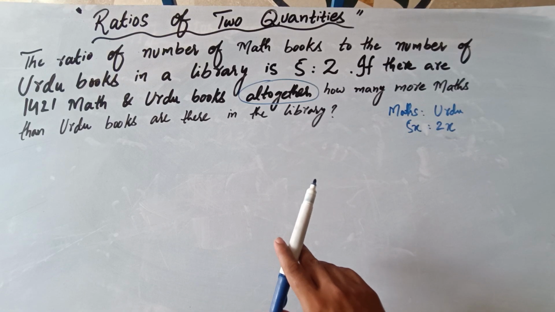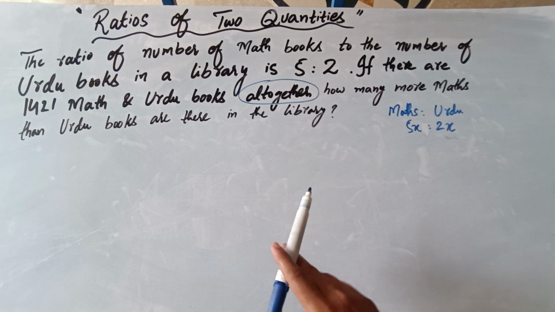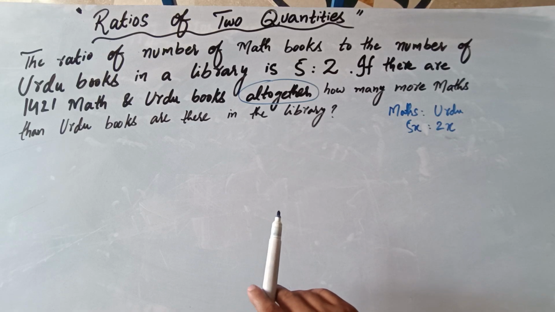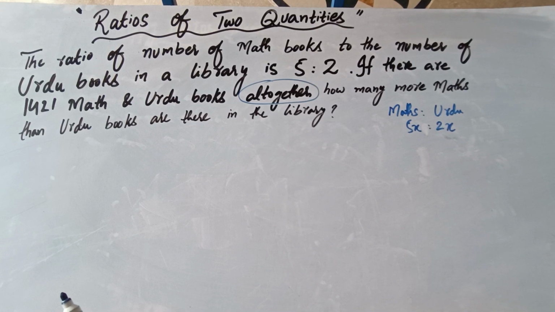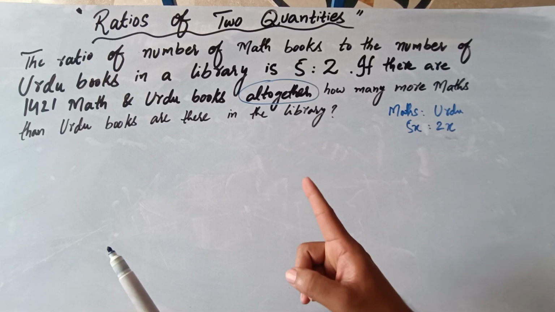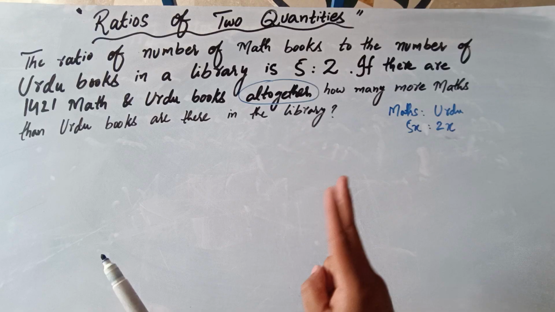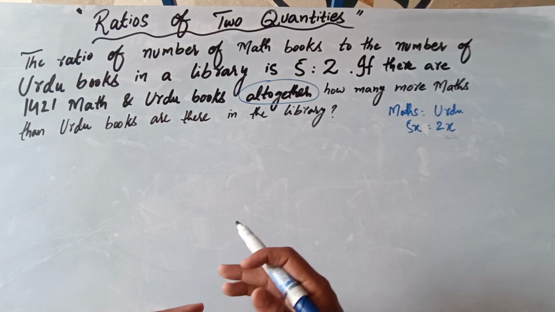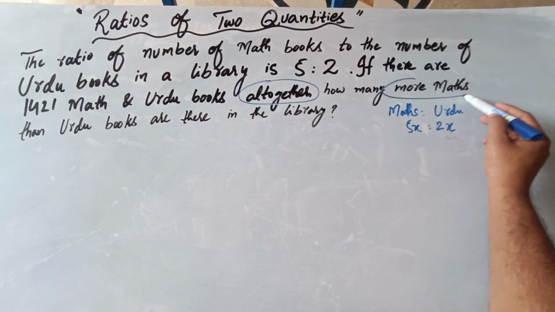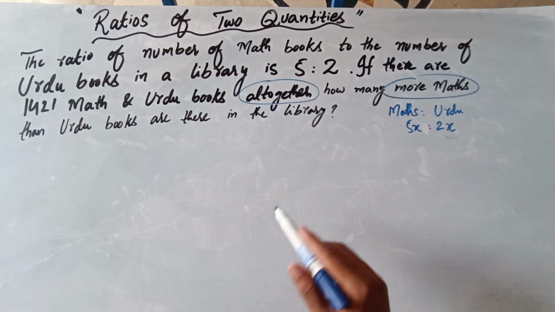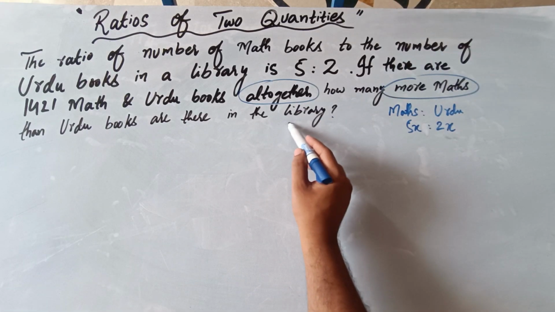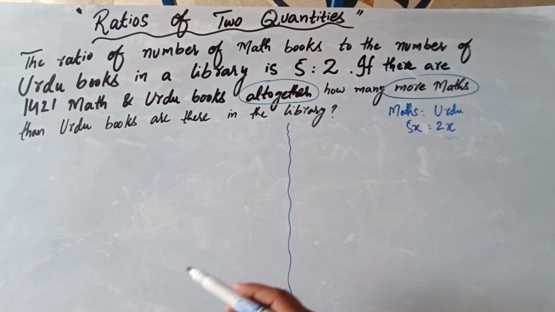in the library? So there are two methods to find out how many more maths books. First of all, we need to find out the number of maths books, and then the number of Urdu books. After that we can subtract them to find out how many more maths books are there in the library. So there are two methods. First is the equation method, in which we will construct the equation.